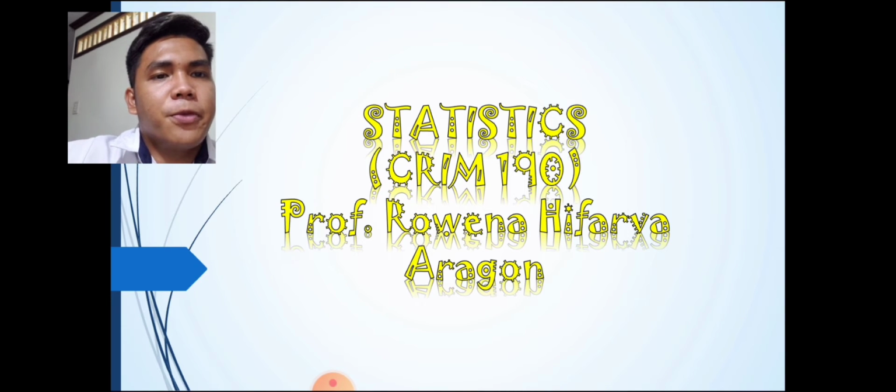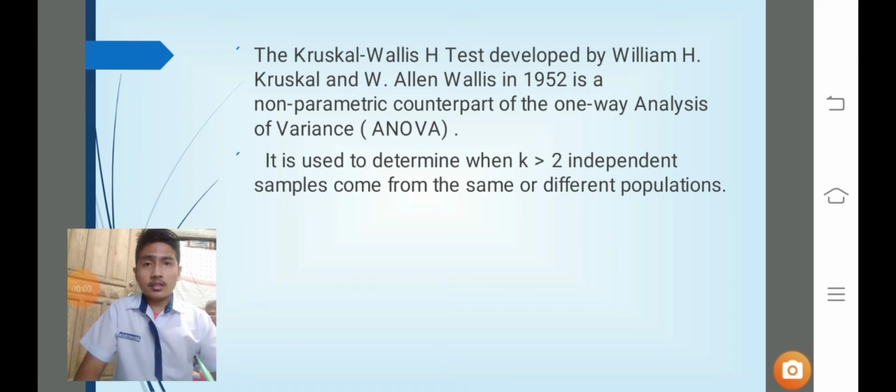Ang na-assign po sa amin na method po ay ang Kruskal-Wallis. Ang Kruskal-Wallis po ay developed by William H. Kruskal and W. Allen Wallis in 1952, is a non-parametric counterpart of one-way analysis of variance. It's used to determine when k greater than two dependent samples come from the same or different population.